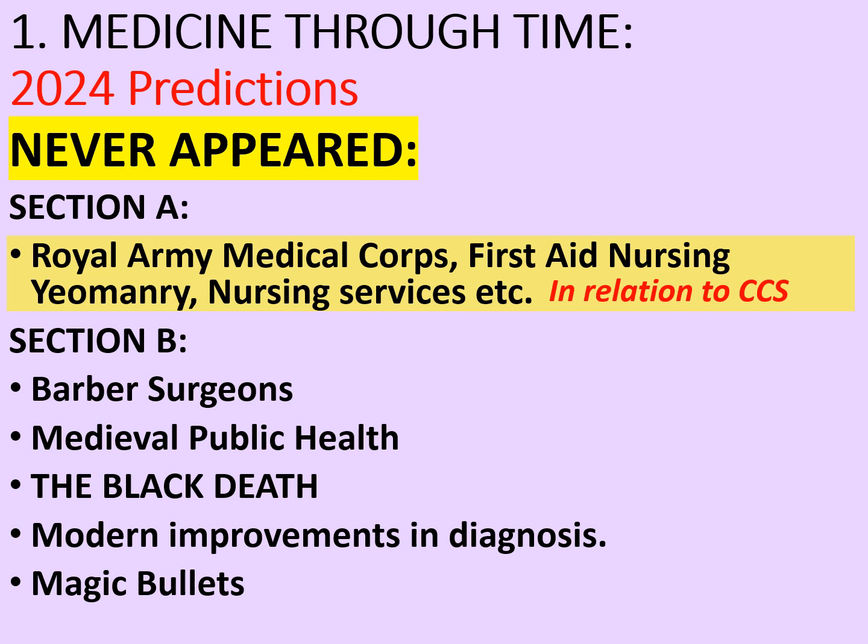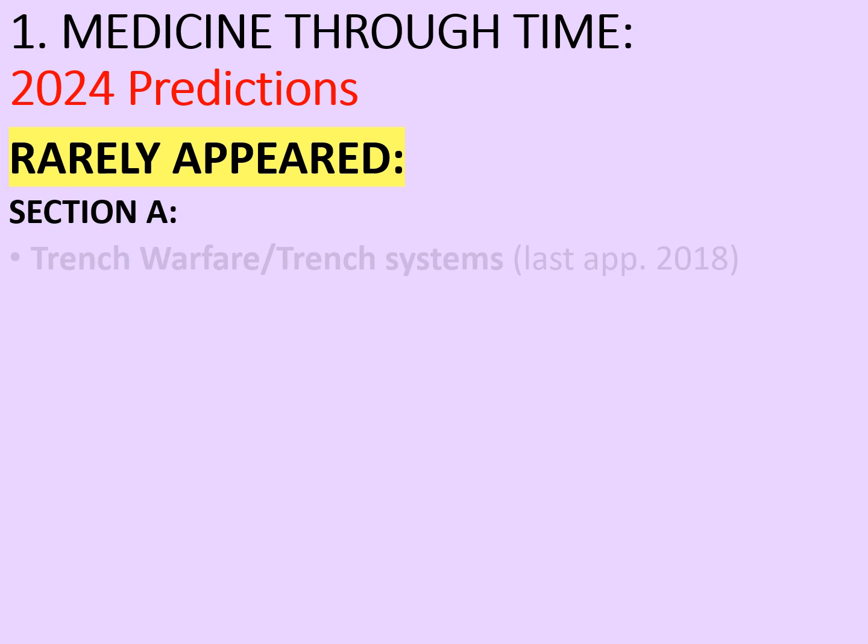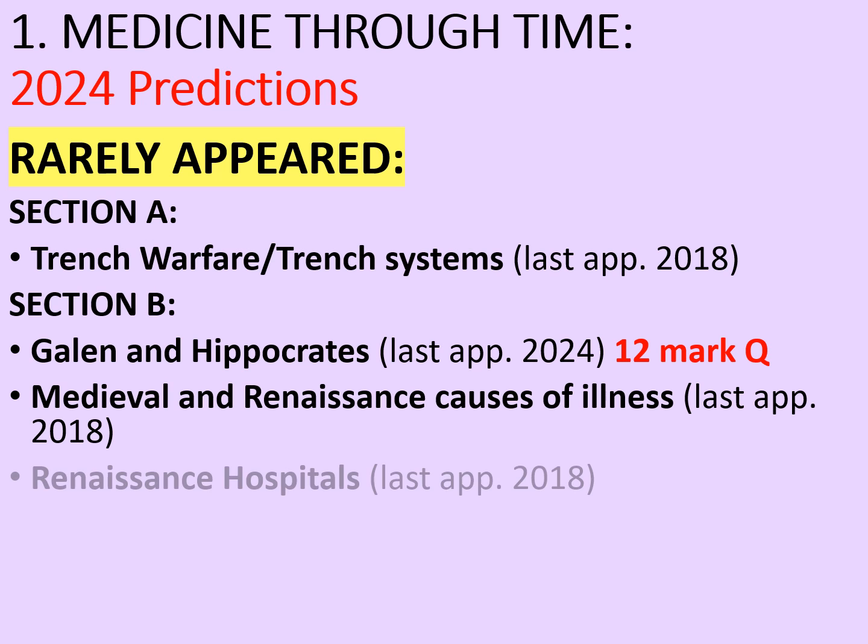So the Royal Army Medical Corps, First Aid Nursing Yeomanry and Nursing Services would have had an impact for the casualty clearing stations questions in Section A. But that's more about contextual knowledge rather than them being addressed really specifically. In terms of things that had rarely appeared, here were the predictions I've made.